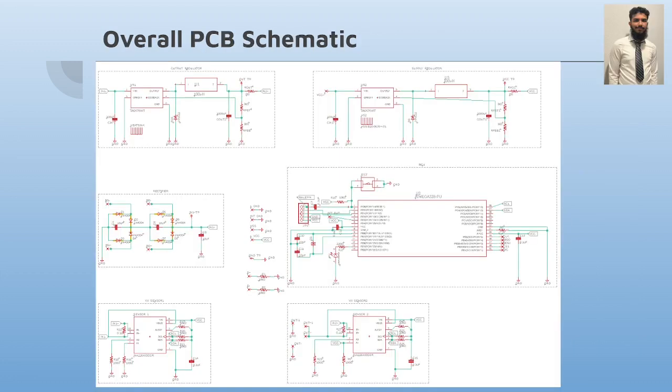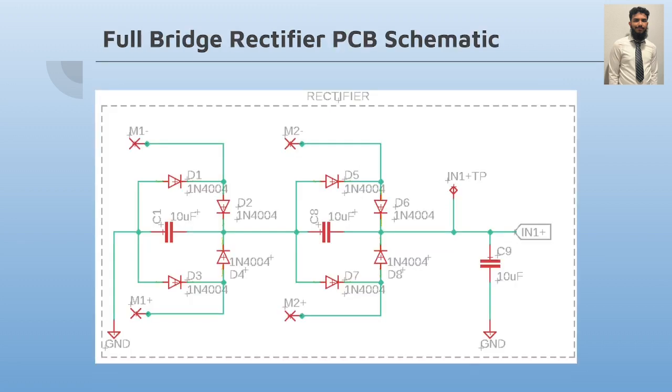So here is the overall PCB schematic, which includes two voltage regulators, a full bridge rectifier, an MCU, and two voltage and current sensors. And here we have our AC to DC conversion circuit. The circuit takes the AC input from the motor and converts it to DC using two full bridge rectifiers in series, outputting this into sensor 1.